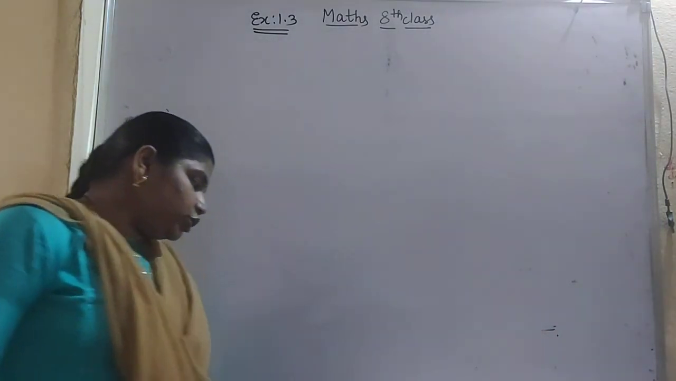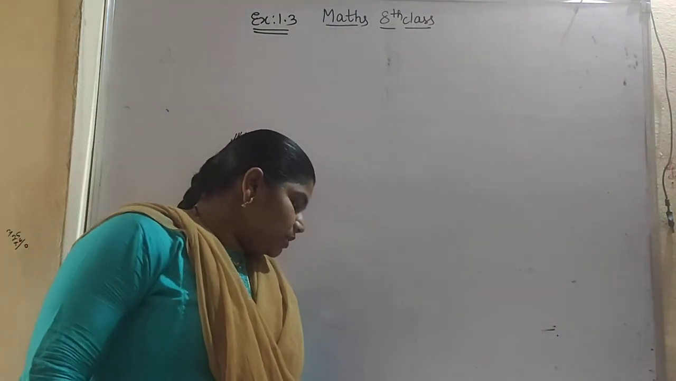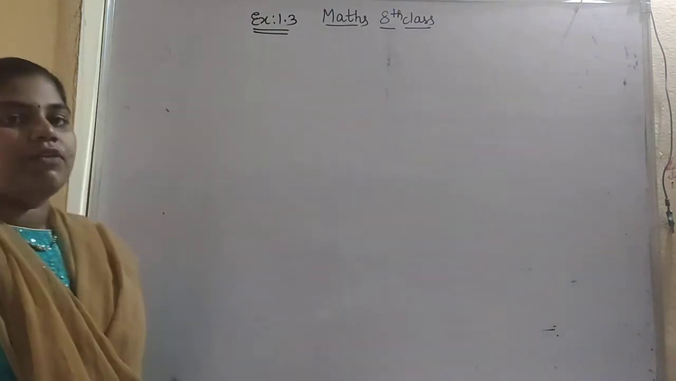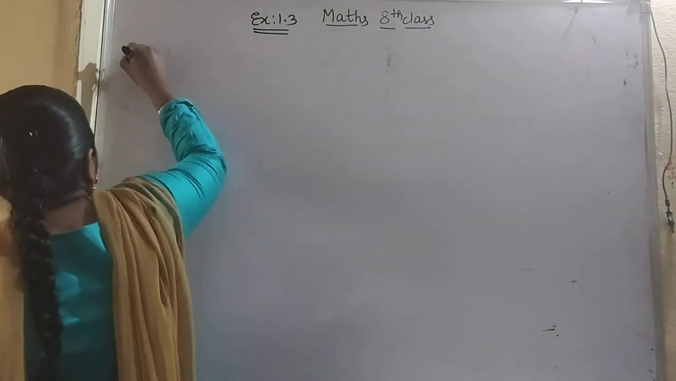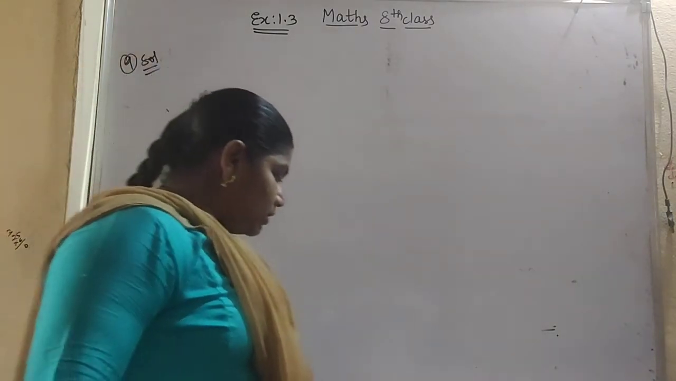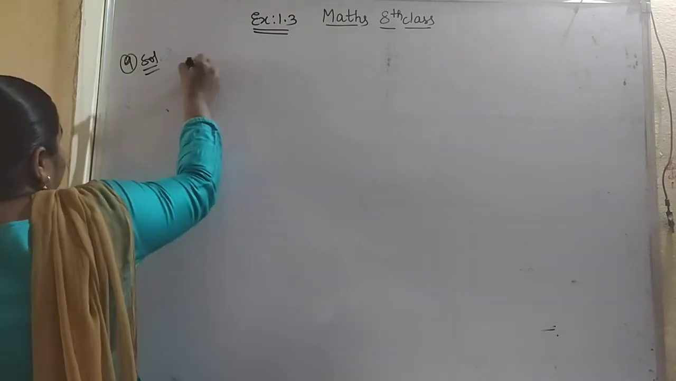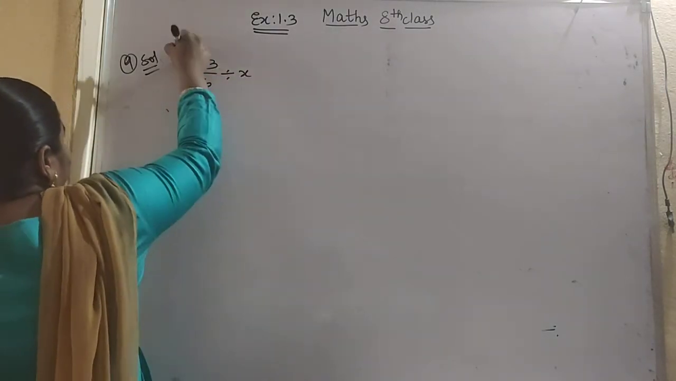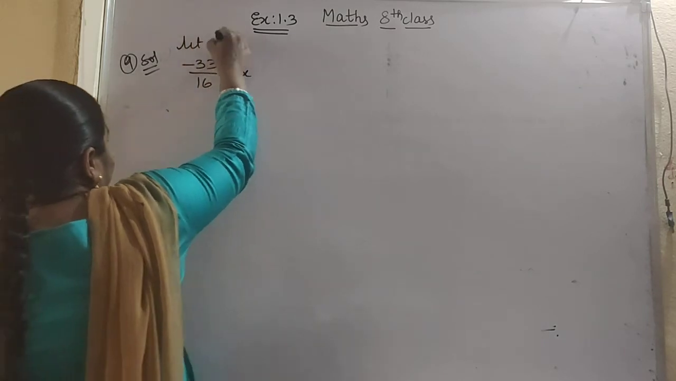So what is the 9th equation? What number should minus 33 by 16 be divided by to get minus 11 by 4? For this minus 33 by 16, how much number we have to divide? So let the number be x, I am taking.